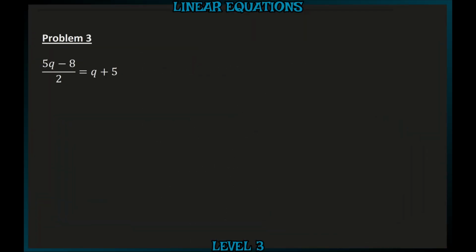In problem 3, we're solving the equation (5q - 8)/2 = q + 5. Now looking at the left-hand side, the first thing we need to do is remove the divide by 2, so get rid of that big fraction. And to remove a divide by 2, we need to multiply by 2.